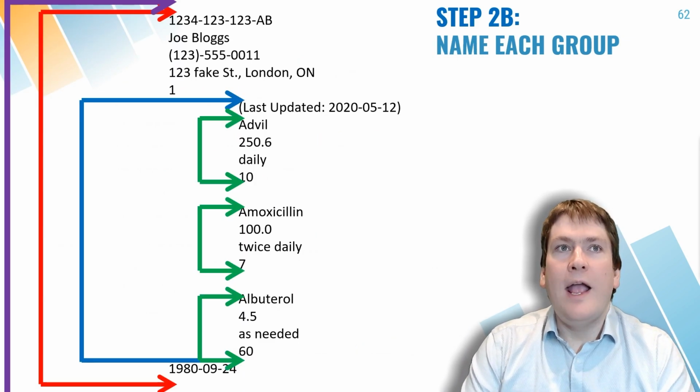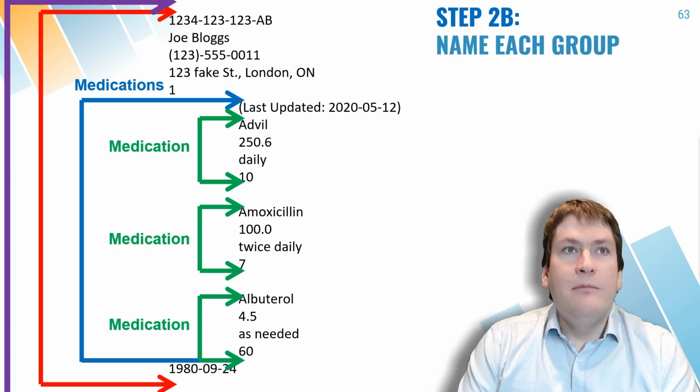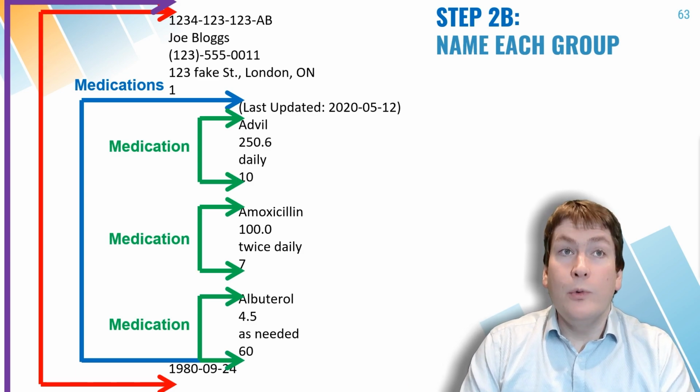So let's start going through and naming these groups. So first we have medication and medications. So medications with an S is going to be our medication list, and medication is going to be the actual medication in that list. So note that I repeat the word medication 3 times here. That's fine because those are each considered to be the same group.